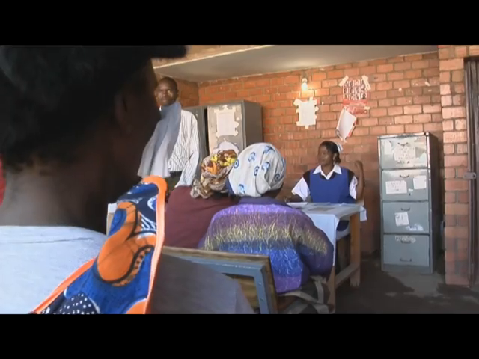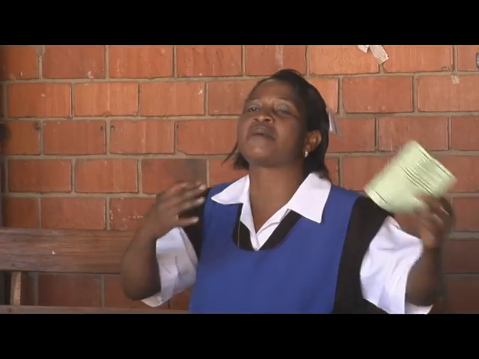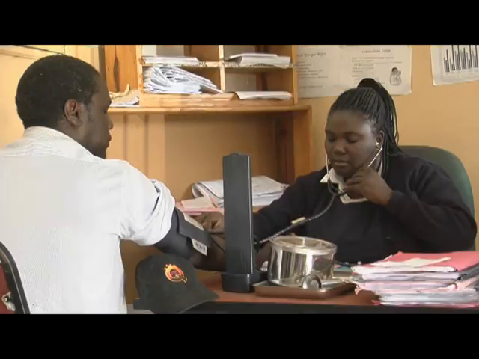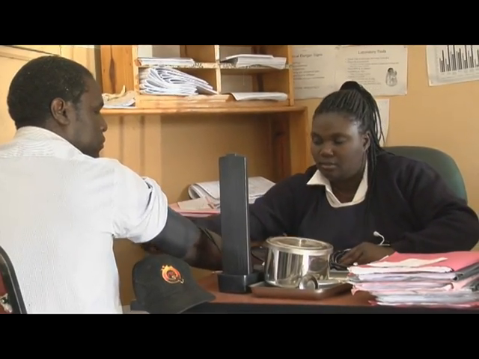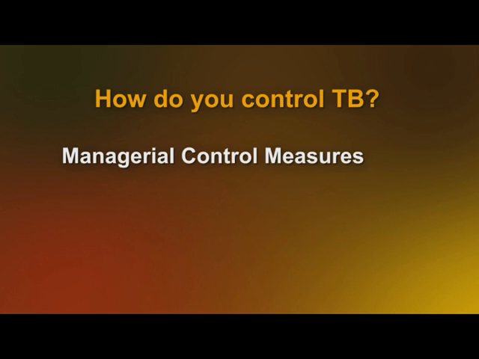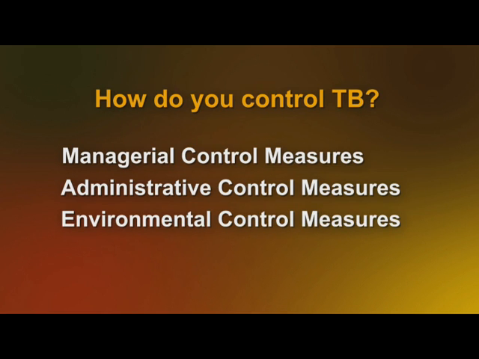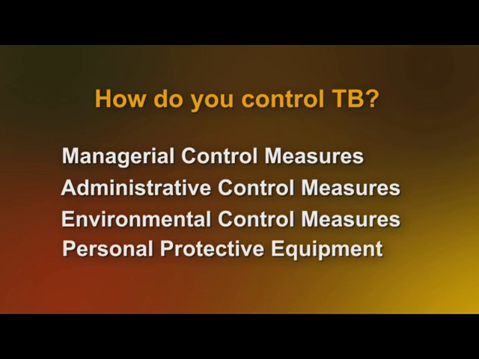You are. Because of your job, you are very likely to come into contact with many people who have TB, and that puts you at high risk of getting TB too. To control TB, there are 4 types of infection control measures: managerial control measures, administrative control measures, environmental control measures, and personal protective equipment, or PPE. Remember, whatever your role in the clinic, you're critical in carrying out these TB infection control measures. Let's take a closer look at how.